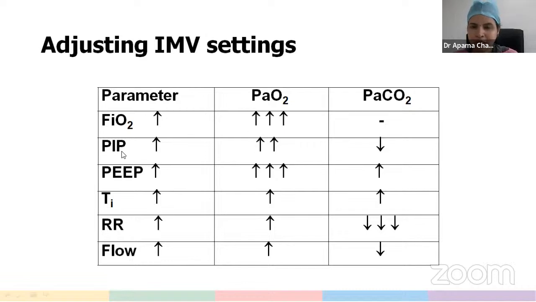So to summarize, this is going to be the effect of the various parameters on oxygenation and CO2 elimination. Now FiO2, very simple, has a direct relationship with oxygenation. It has absolutely no effect on CO2 elimination. More the FiO2, more will be the PaO2 and SpO2. When it comes to PIP, peak inflation pressure, PIP is going to influence both oxygenation and CO2 elimination. So the higher the peak inflation pressure, the better will be the mean airway pressure, and hence better will be oxygenation.